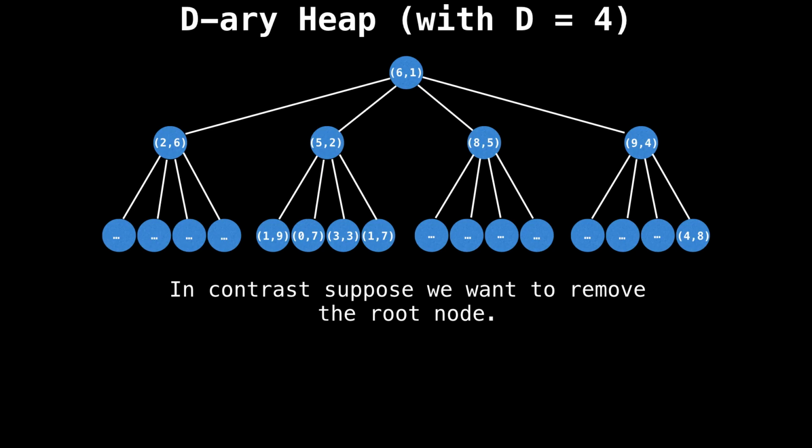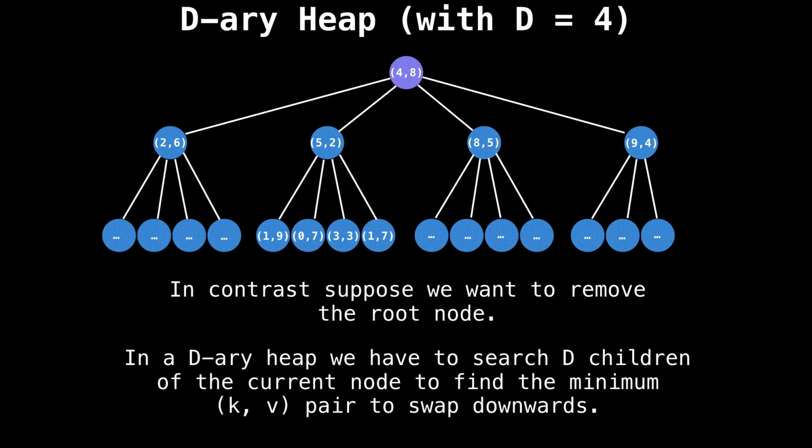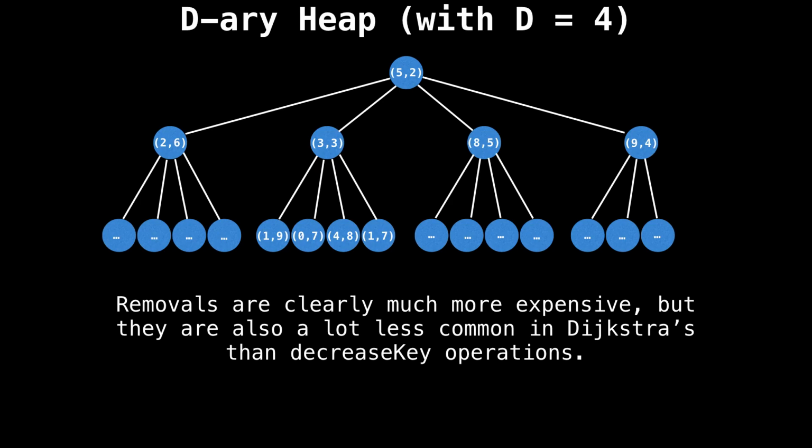While in contrast, suppose we want to remove the root node, then we swap it with the bottom right node, and then we need to reposition the purple node so that it's in position. So we need to look at all the children, find the one with the least value and swap it. And the purple node is still not in its correct position. So again, we need to look at all the children, find the one with the smallest value and swap it. So that took a total of 8 operations, which is clearly more expensive. But remember, there are a lot more decrease key operations in Dijkstra's than there are removals. So this might be beneficial overall.